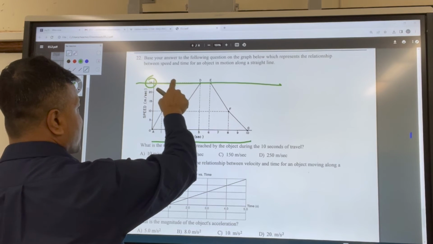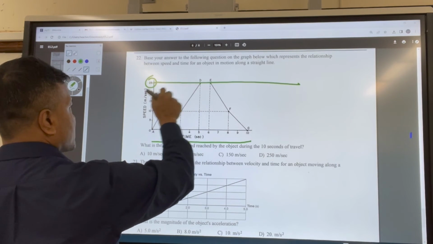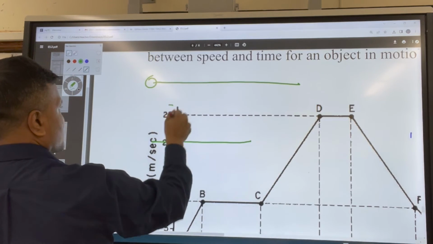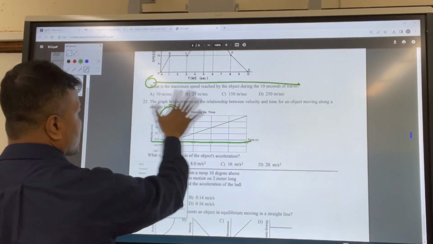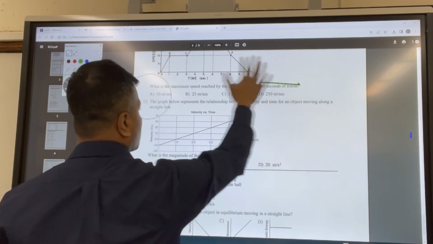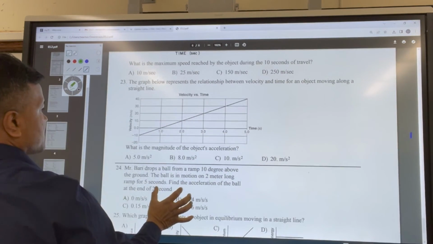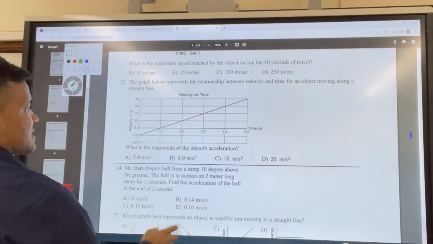Nothing is maximum. This is maximum speed, and maximum speed is at 25. You see that at 25. Good. That takes us to problem number 23. Problem 23 is pretty simple. What is the magnitude of the acceleration?